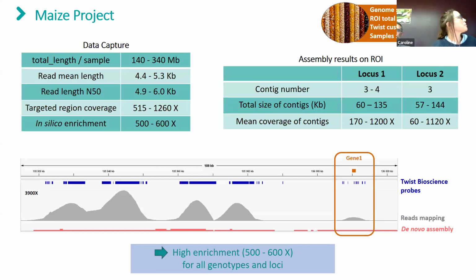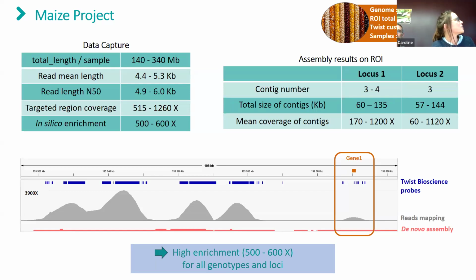Based on this data, we performed a de novo assembly. For each sample, the region of interest at each locus is assembled in approximately 3 contigs with a total size ranging from 60 to 140 kb. And as you can see, the contig coverage is very heterogeneous, reflecting the complexity of the region. Here is a visual example showing results for one genotype at one locus. In gray, you have the coverage curves that represent the reads mapping to the region of interest.